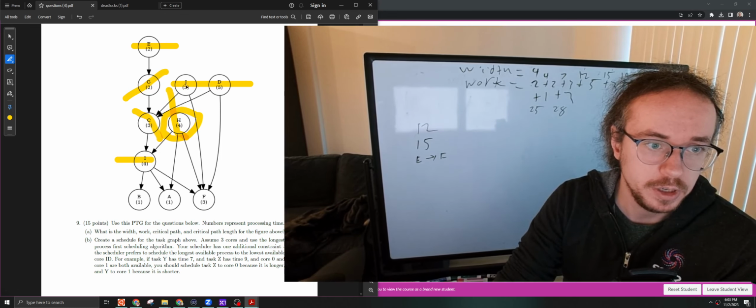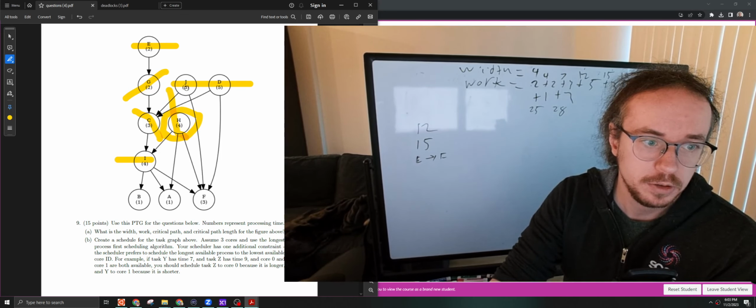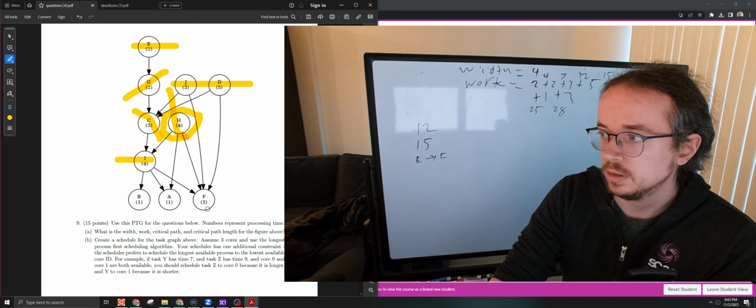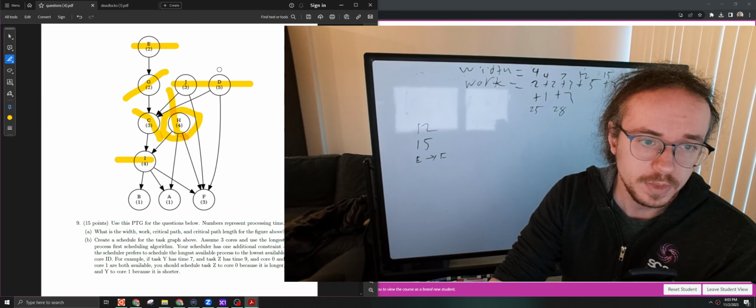We could have this 3. Probably not going to be any better because you could do 3, 6, 10. This is just 11, 11, 13. So that's not any better. We could start at this 5.